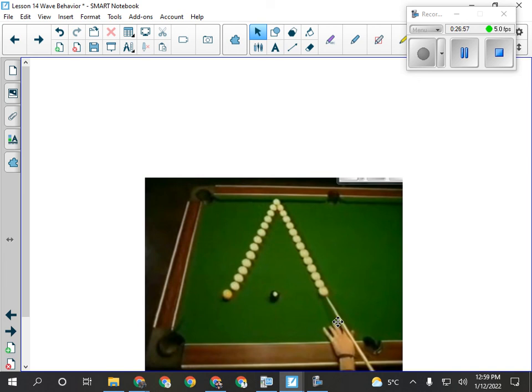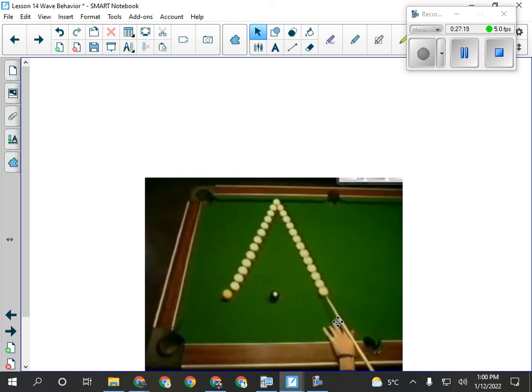If you've ever tried to reflect the sun into somebody's eyes off the face of your phone, you're using the law of reflection. You have to get the angle right. You've got to catch the sun and get it over that way and into their eye. That's using the law of reflection. It's the same thing to make a bank shot in pool.